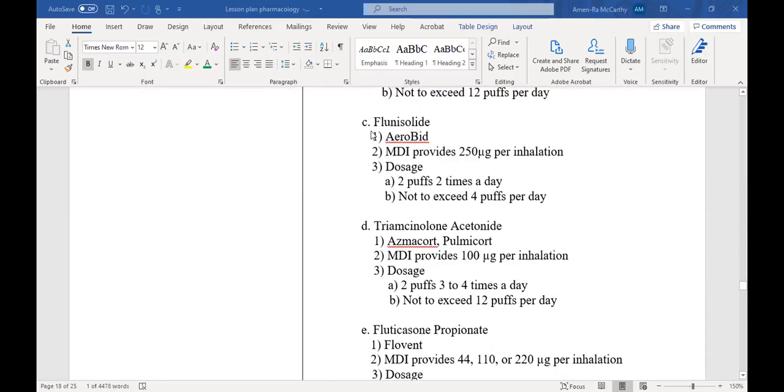The next one is flunisolide. Flunisolide is the generic name for Aerobid. This is another aerosolized steroid that comes in an MDI at 250 micrograms per inhalation. You give 2 puffs twice a day. Don't exceed those 4 puffs.